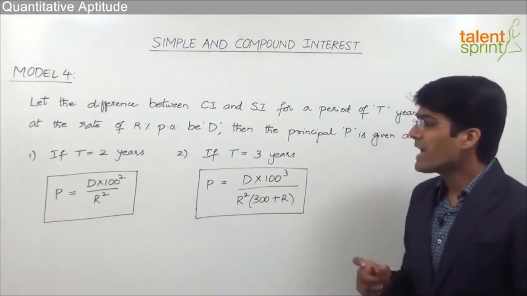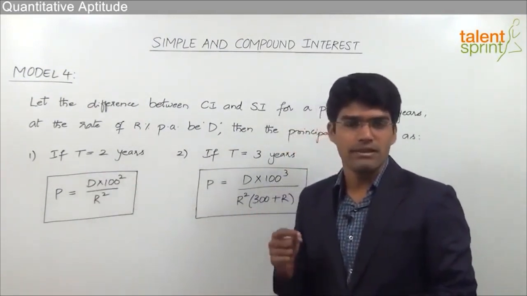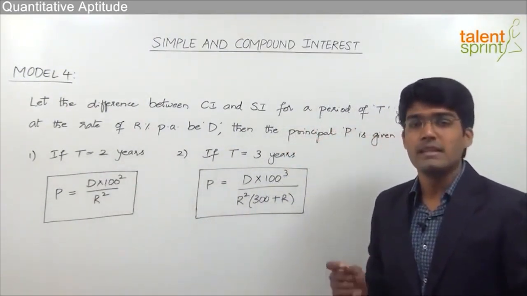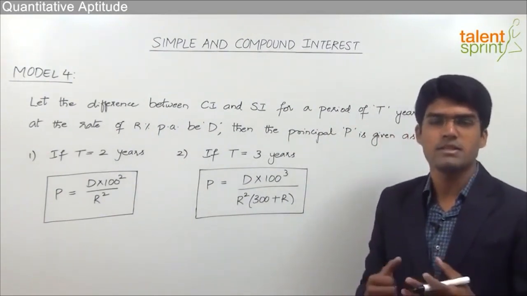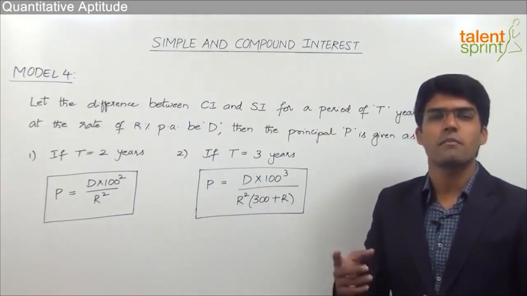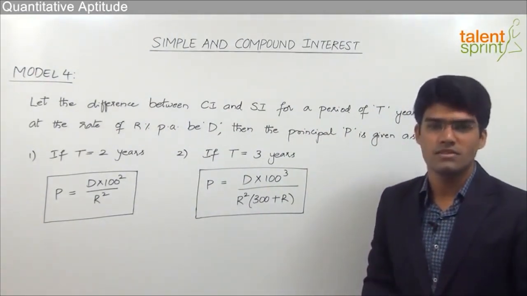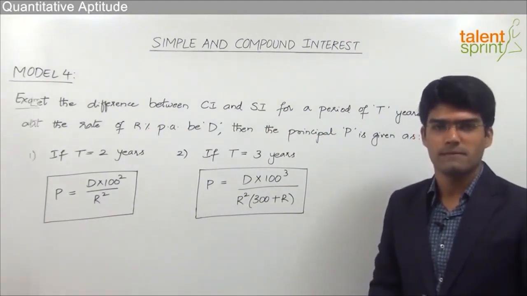Remember friends, we don't have any formula for a time period of 1 year. Why? Because as we have learned in the introduction part of this topic, there is no difference between simple interest and compound interest for the first period, that is for the first year. So we don't have any formula related to the difference for a period of 1 year, as the difference is always 0 for the first period for a given rate of interest and the given principal.